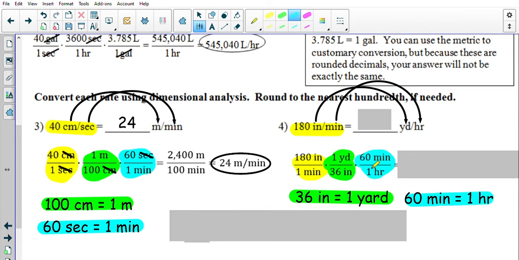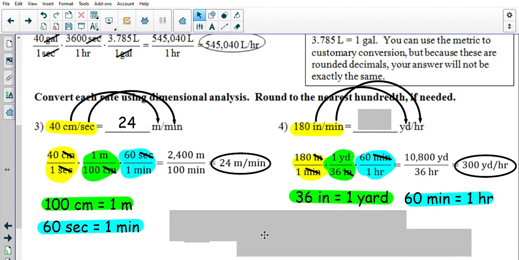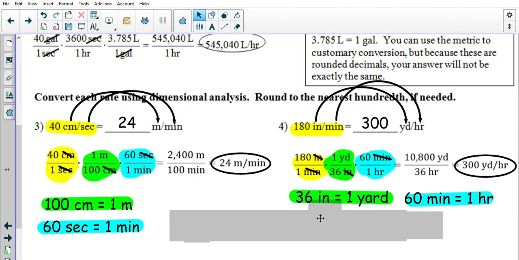Let's cross off our units of measure here. So we had inches and inches, again, not the number, just the label. We had minutes and minutes. We're going to be left with yards per hour, which is what I want in my solution. So we multiply straight across. 180 times 1 times 60 is 10,800 yards on the top. 1 times 36 times 1, which is 36 hours on the bottom. Take 10,800 yards divided by 36 hours, and we get 300 yards per hour.